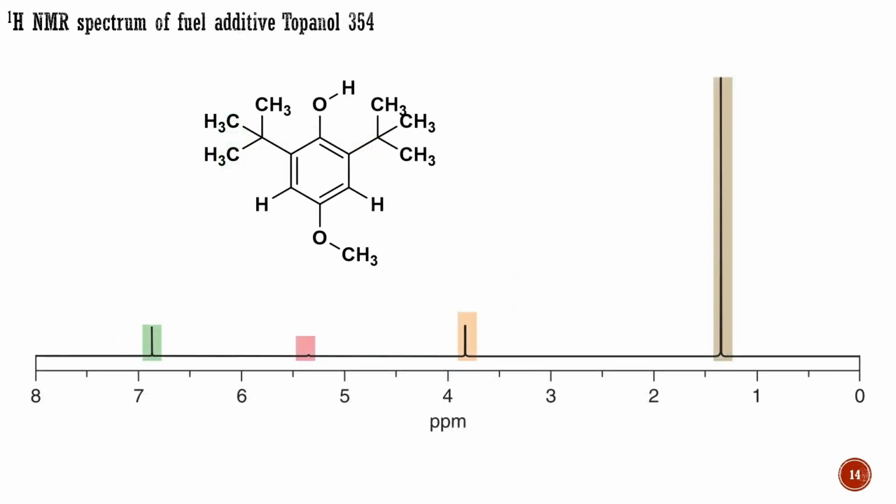The plane of symmetry I noted in the carbon NMR spectrum of BHT means that the proton NMR spectrum of the related fuel additive, Topanol 354, is relatively simple, considering it has 26 hydrogen atoms. The large peak between 2 and 1 ppm corresponds to the 18 protons of the tert-butyl groups. Additionally, at around 4 ppm, the signal appears for the protons from the methoxy group, while the proton directly attached to the oxygen of the hydroxyl group shows up as a broad signal between 6 and 5 ppm. The symmetry in the molecule ensures that the 2 protons in the ring are identical, and the signal around 7 ppm corresponds to the aromatic hydrogens, as indicated in green.